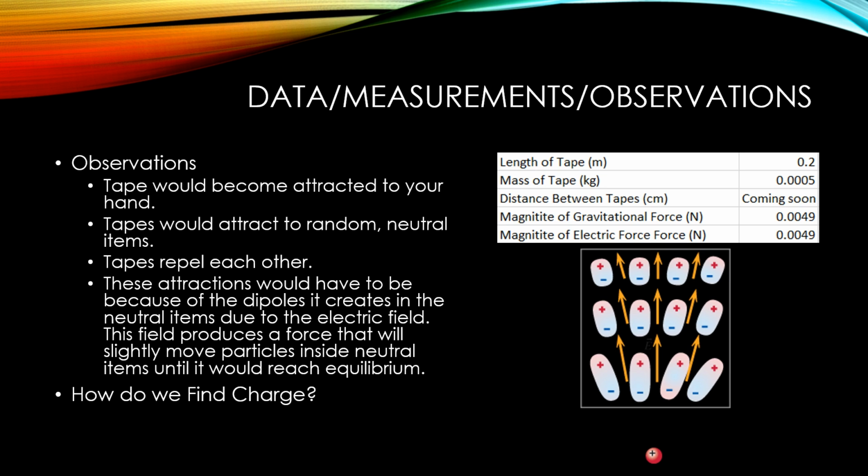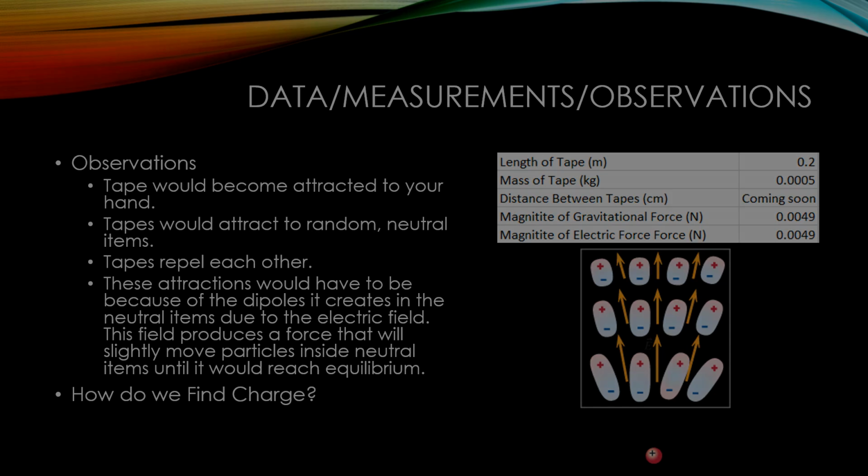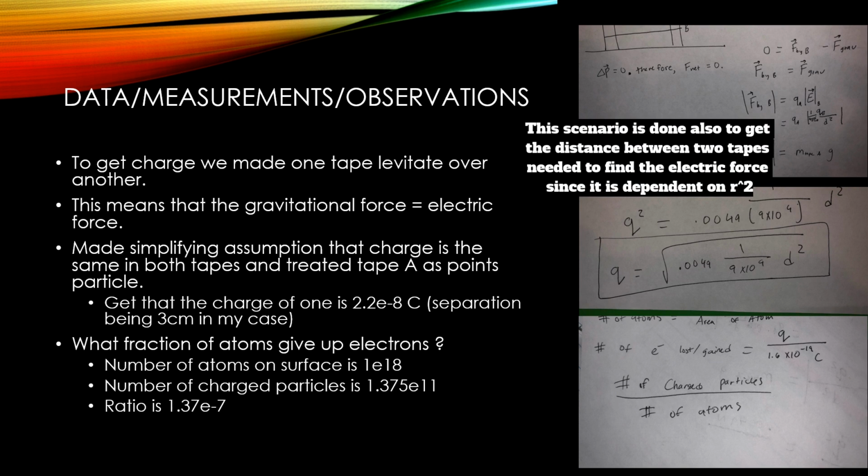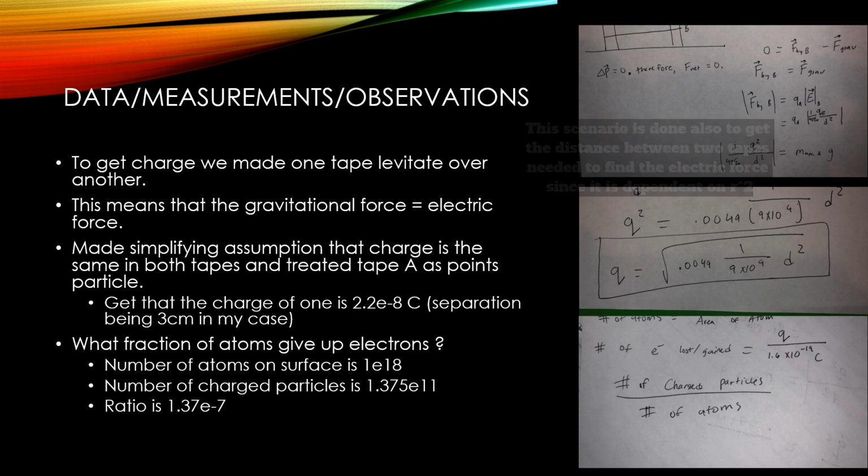A key observation is that once the tape is brought close to a negatively charged pen, they are attracted, meaning that the tape is positively charged. But now, how do we find charge? To get the charge, we set up a scenario so that the tape levitates over the secondary tape. This means that the gravitational force is equal to the electric force since the two tapes are like charges.